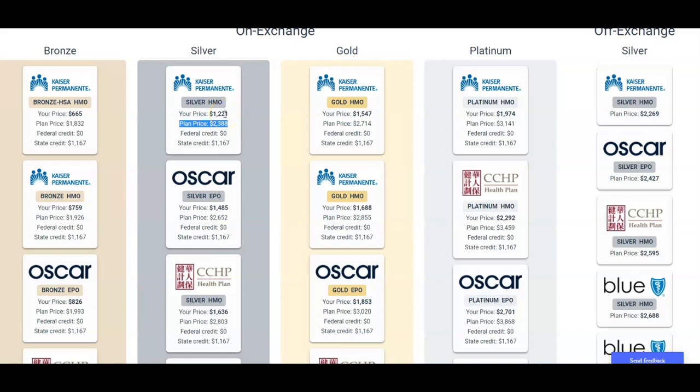So because the benchmark plan costs more than their maximum contribution, they would be eligible for a state credit in the amount of $1,167, which reduces the full premium.